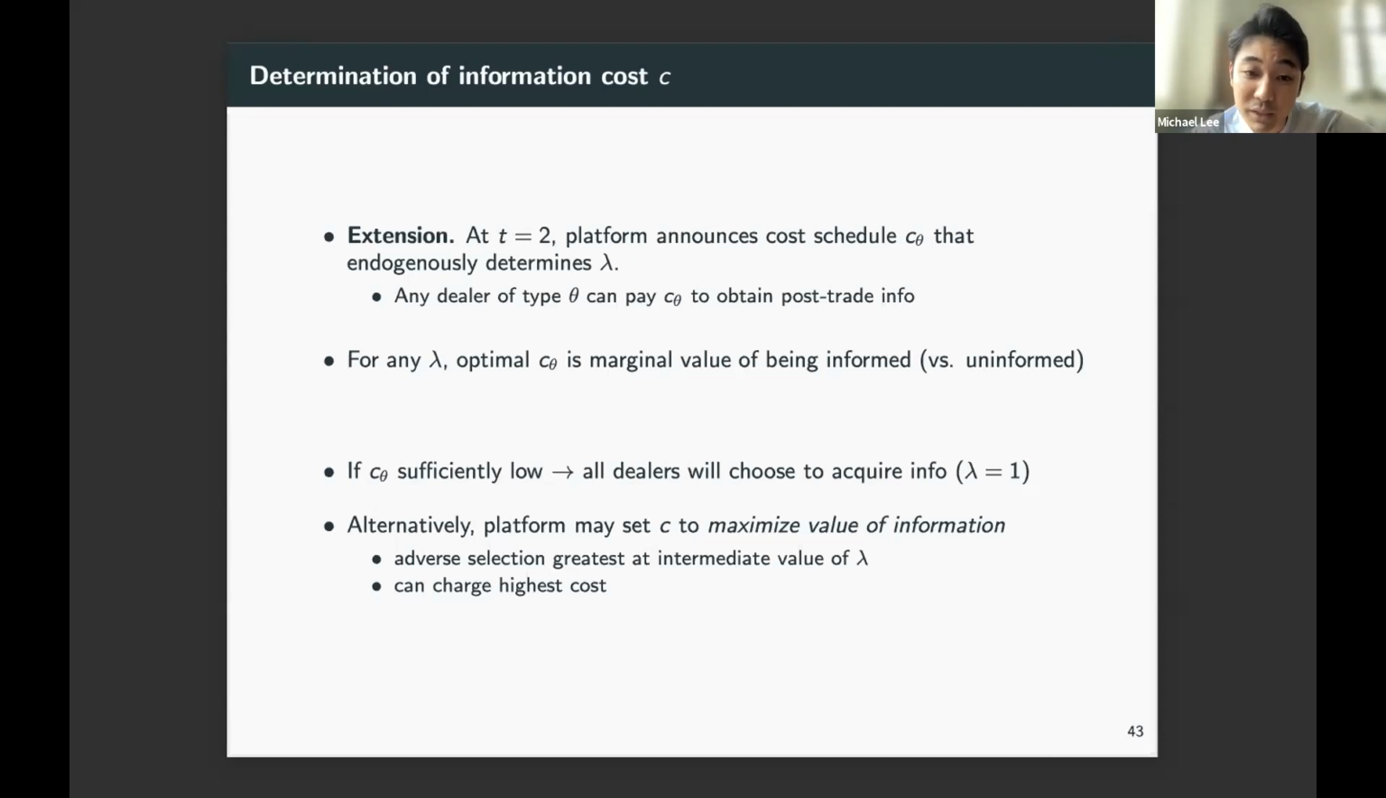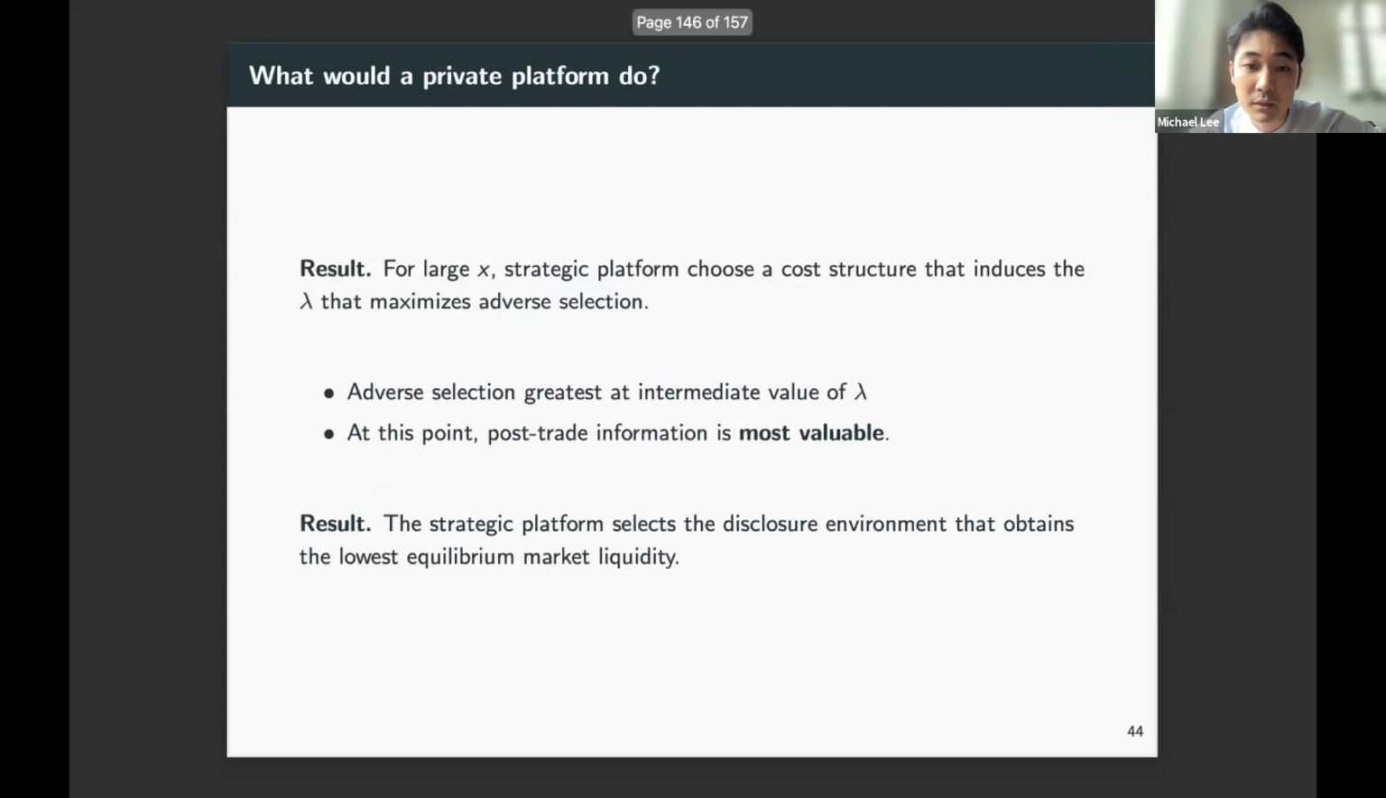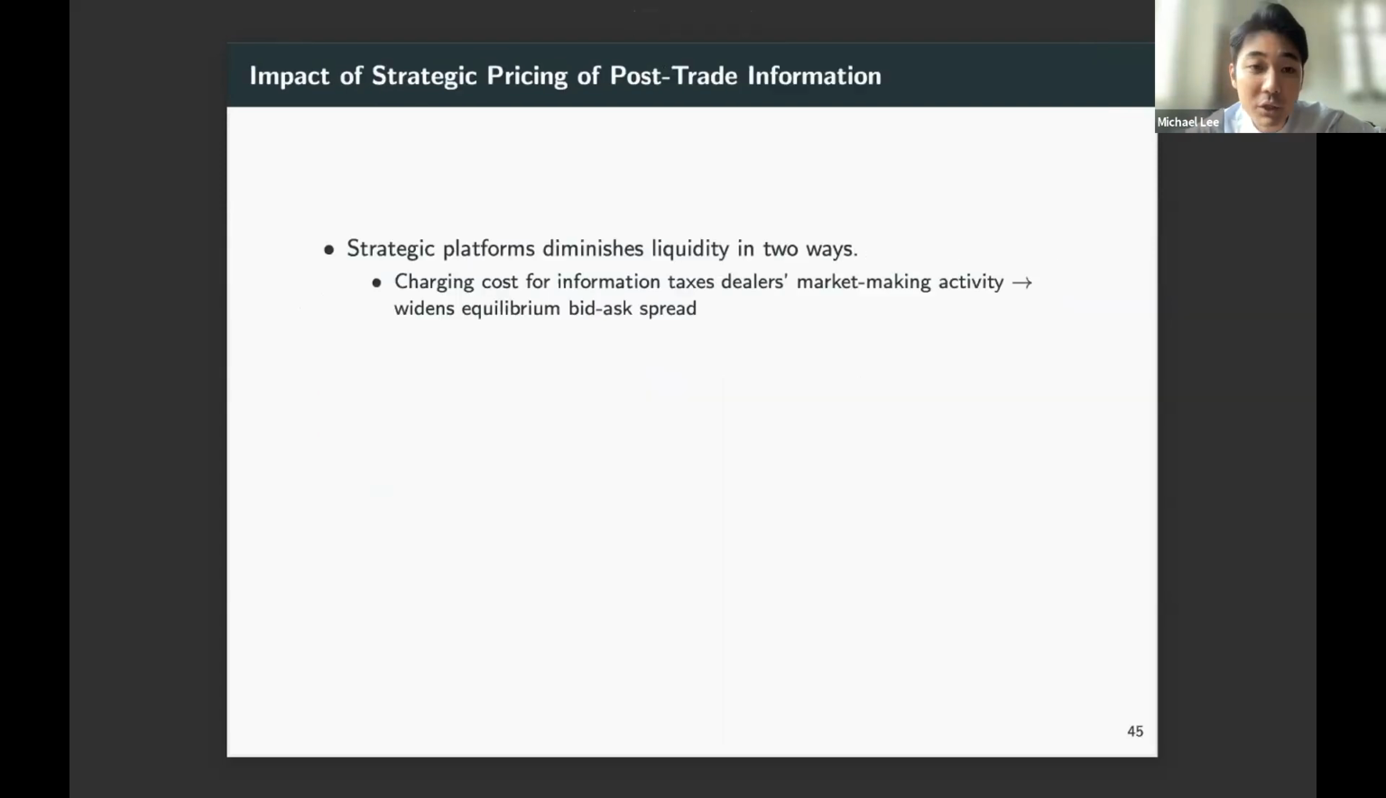Alternatively, the platform can set C to maximize the value of information. By doing so, you can increase the adverse selection into the interdealer market with these intermediate values of lambda. This also corresponds to the world where you can charge the highest cost. And we show exactly this, that the strategic platform will choose a cost structure that induces this intermediate lambda that maximizes adverse selection.